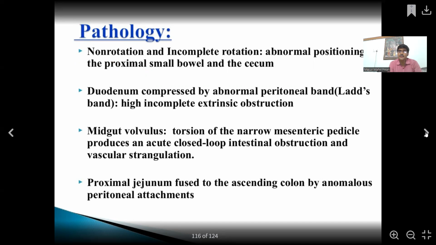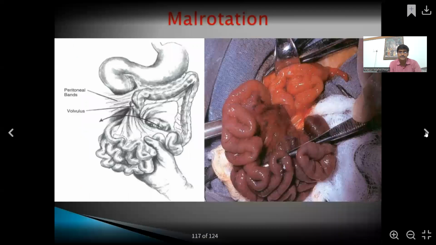Duodenal compression by abnormal peritoneal bands, which are called Ladd's bands, causes high incomplete extrinsic bowel obstruction. Then midgut volvulus: there is torsion of the narrow mesenteric pedicle, producing an acute closed loop intestinal obstruction and vascular strangulation. The proximal jejunum is fused to the ascending colon by anomalous peritoneal attachments.